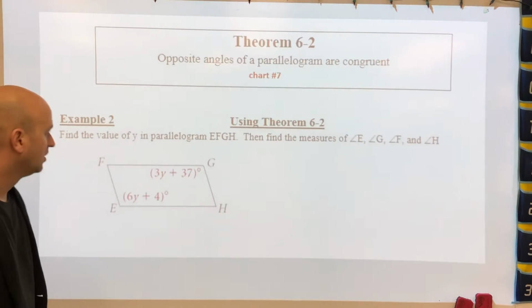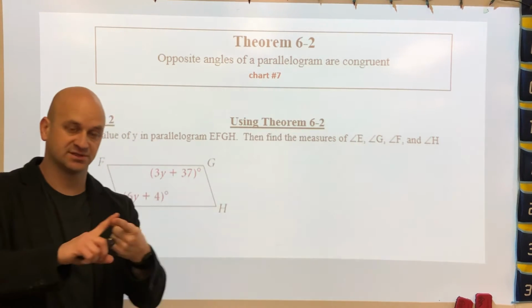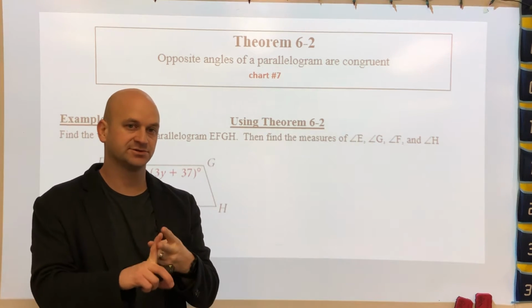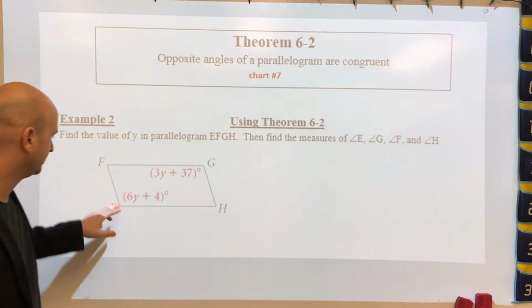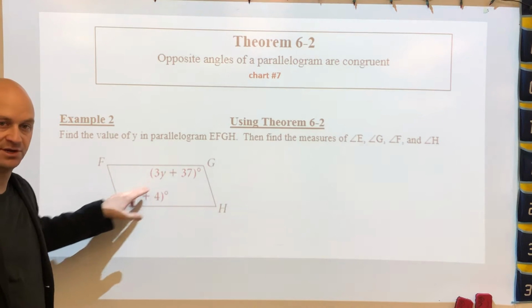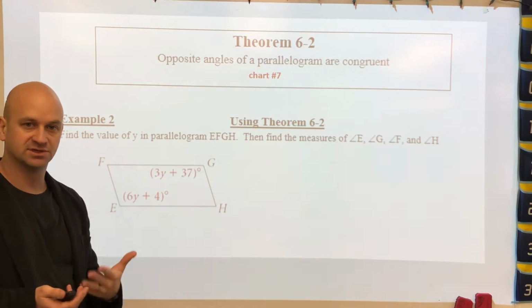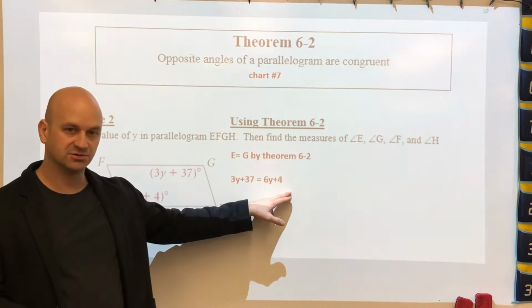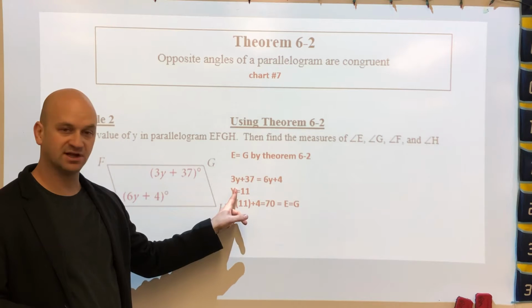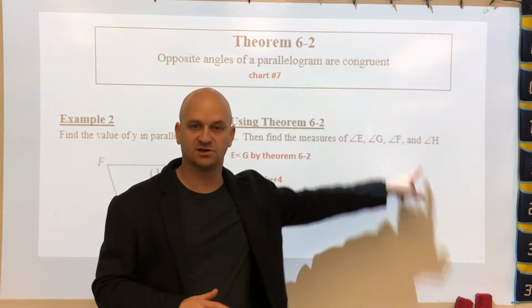All right, the next property here involves opposite angles. So we have opposite sides are congruent, consecutive angles are supplementary, and now we have opposite angles are congruent. So in this parallelogram, these two angles are going to equal each other. In this case, they give us two expressions, which we can set equal to each other and solve. We would get y equals 11. And if we read the directions, which is really important, we have to plug in and solve for these.